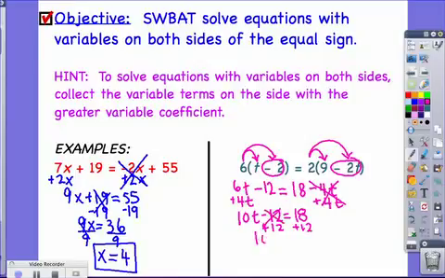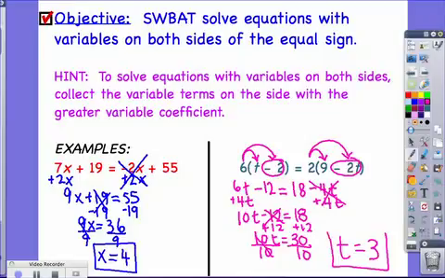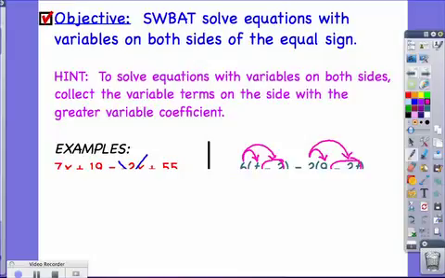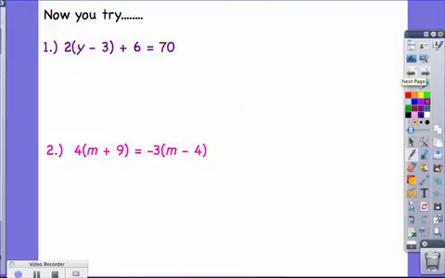Here are three more questions, so pause the movie, and when you're ready, you may resume. Number 1, by distributing y into negative 3, 2y minus 6 plus 6 equals 70. I can then combine like terms.